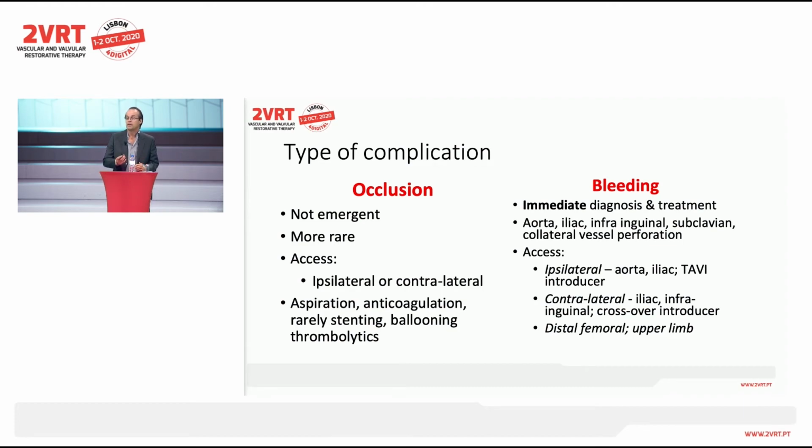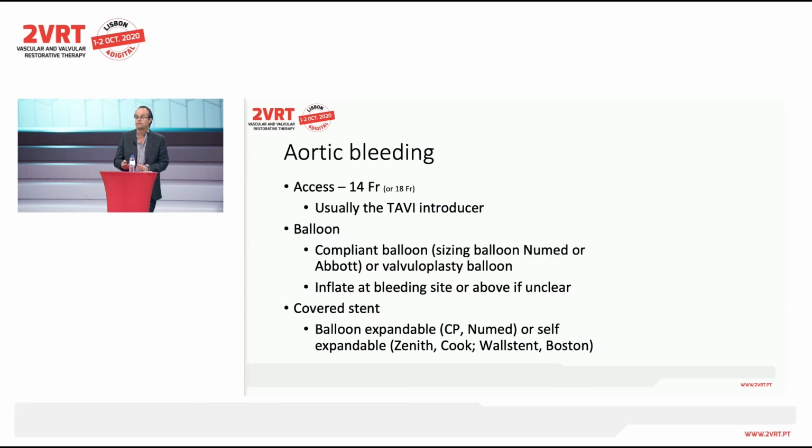How do we access them? Usually ipsilateral if it's high up, if it's in the iliacs and aorta. We can use the introducer that we've set up for the TAVI. It's big enough. A 14, 16 French will help you to solve whatever you need to do if it's high up. You need to use a control access if the bleeding is lower on the iliac sometimes, or infrainguinal in the femoral, or with a crossover introducer. You even sometimes can use a very distal access. You can come from below on a femoral or from the arm to control the bleeding.